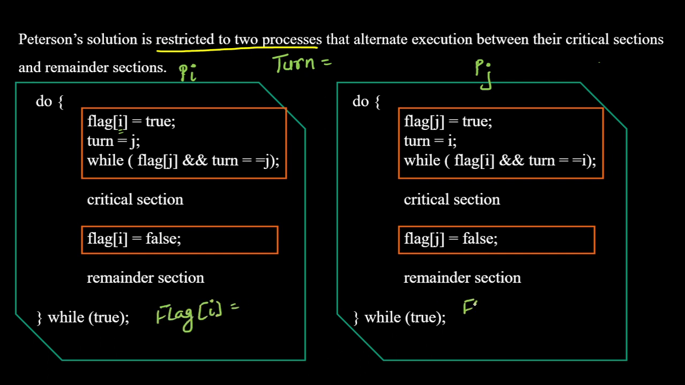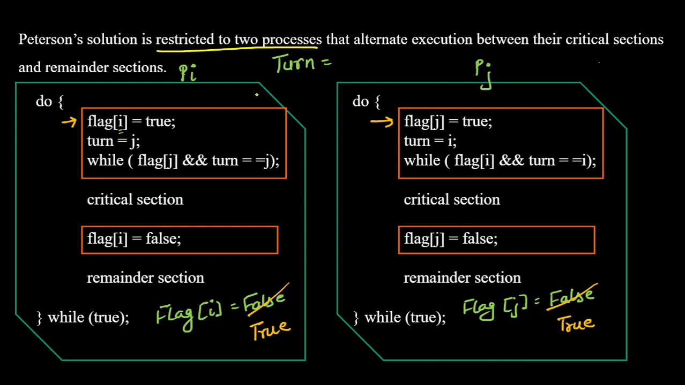and this is your flag of J. So the initial value of both of them is false. Now we are checking what will happen if both the processes PI and PJ start executing at the same time. This will execute the first statement, flag of I is equal to true. So it made its flag true. Flag of J, it also made its flag true.